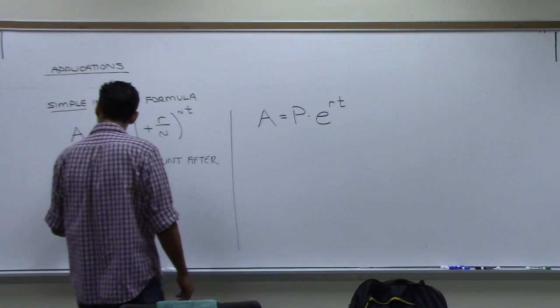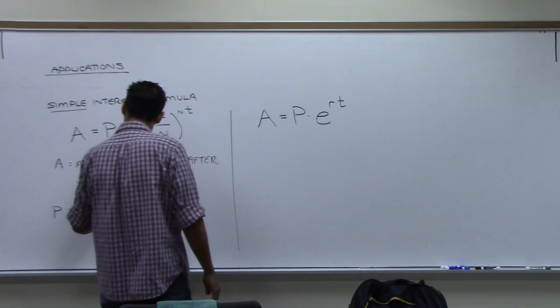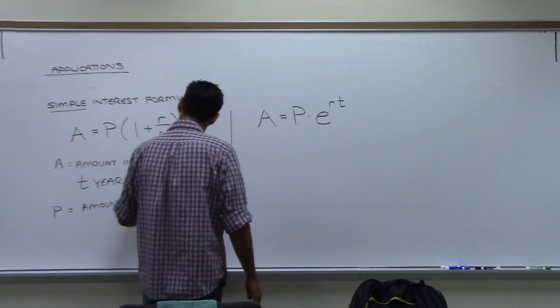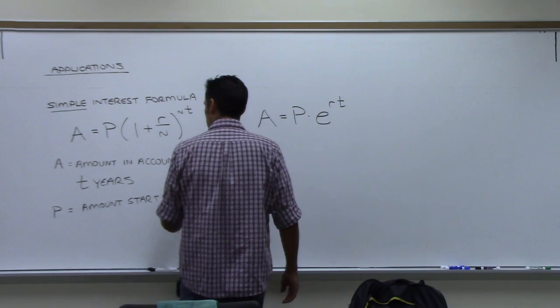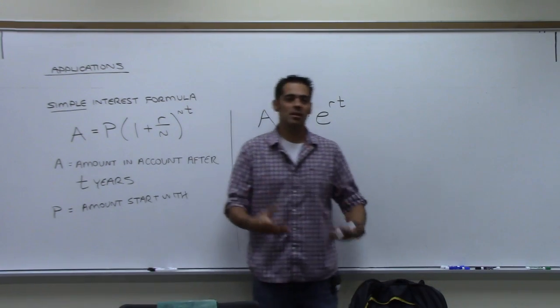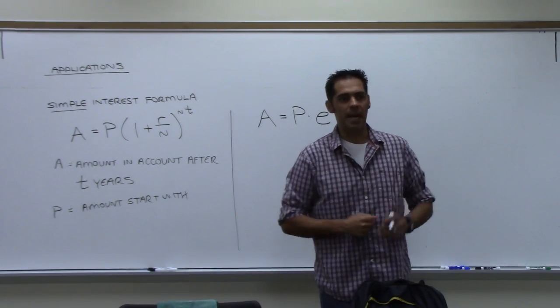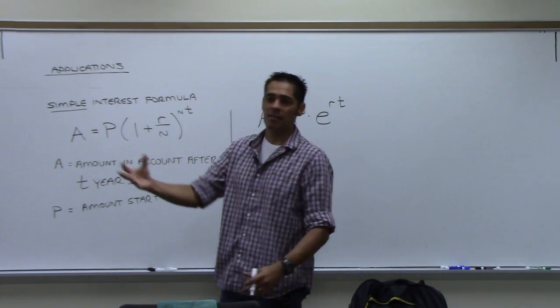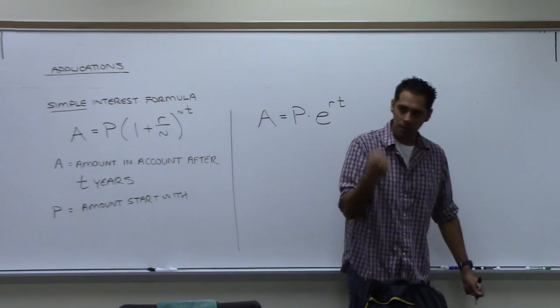P is what we call the principal, but this is the amount you start with. So this would be the $10,000 or the $1,000 that someone puts in the bank, or the $10,000 that you borrow. That's your initial principal, right?